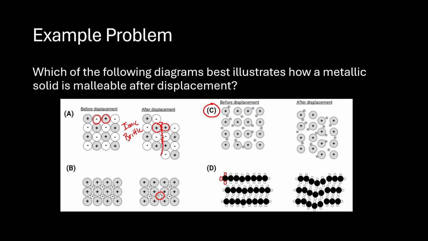So C is going to be our best answer, because we can see that sea of electrons. Okay, we see the electrons floating around here, and then after displacement we can see it in a different shape here, but still you could tell that the sea of electrons is still free flowing, and it hasn't really fractured at all. And so C is going to be your best answer there.